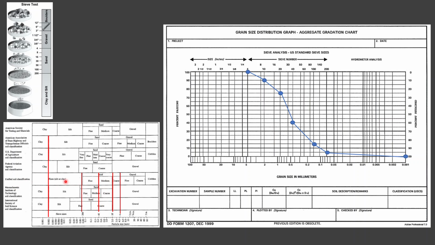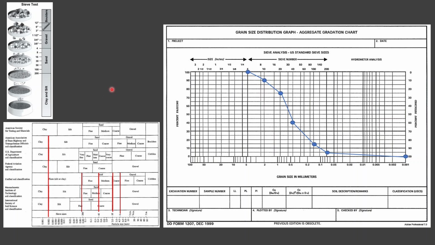USCS does not differentiate between silts and clays. They call everything fines. So up here in these other two classification systems we've been using, AASHTO and the USDA, this is your soil texture triangle, they use this dimension right here, 0.002 millimeters, as the dimension that separates out a silt particle from a clay particle.